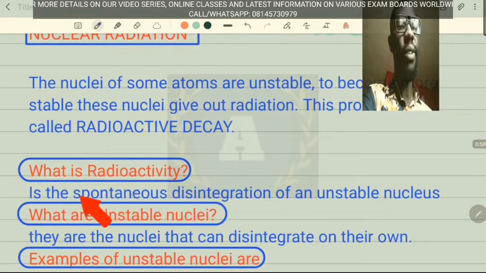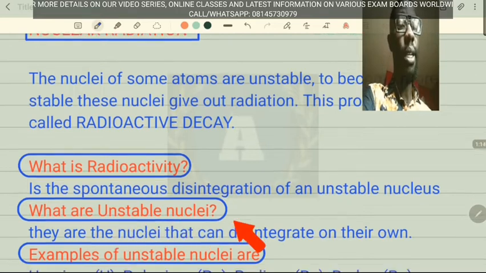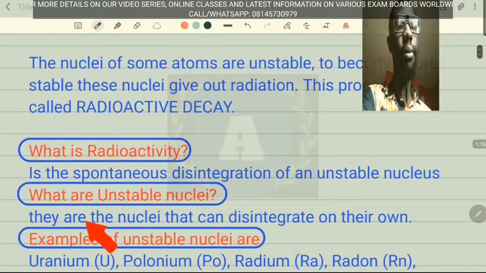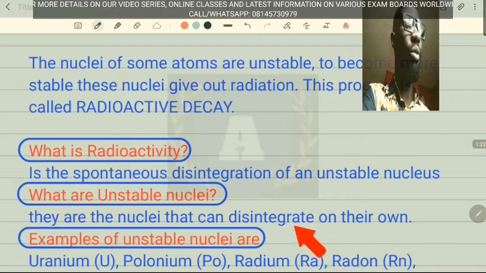Now, next, the question is, what is radioactivity? Radioactivity is the spontaneous disintegration of an unstable nucleus. Spontaneous, natural splitting of an unstable nucleus. That is what is meant by radioactivity. So, what are unstable nuclei? Unstable nuclei are the nuclei that can disintegrate on their own. They are the nuclei that will decompose on their own, emitting different kinds of radiation.